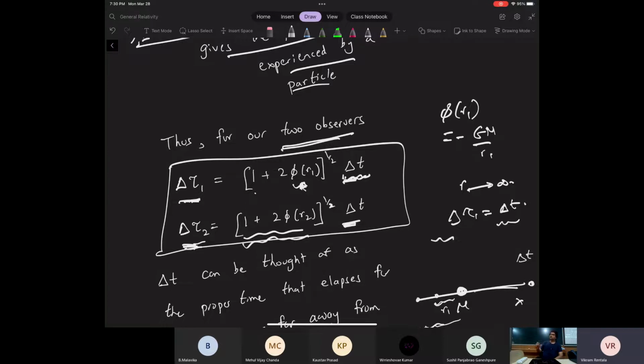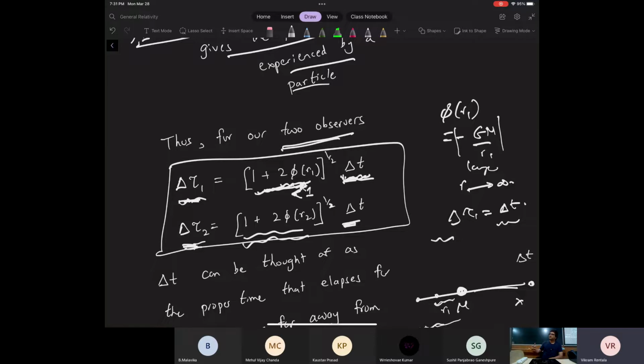If you're sitting deep in the gravitational potential, that is r1 is small, r1 is not large, then the magnitude of this term gets larger. And if the magnitude of this term gets larger, you're subtracting off this term from 1. What that tells you is this quantity is less than 1, and it's getting even smaller than 1 the deeper I fall into the gravitational potential. So the closer I get to the surface of the Earth, the closer I get to the sun, the more delta tau 1 will become smaller than delta t.